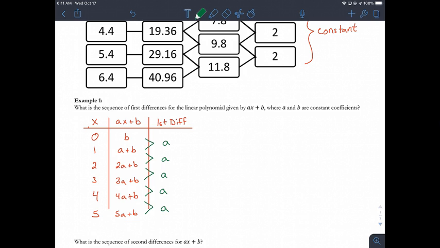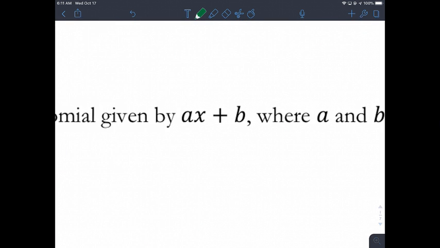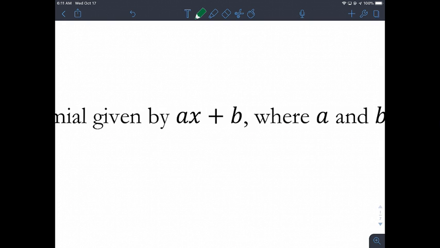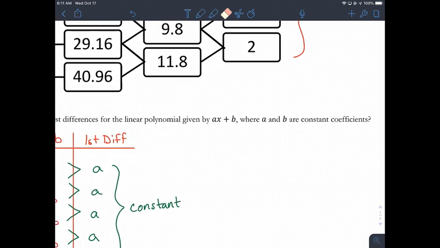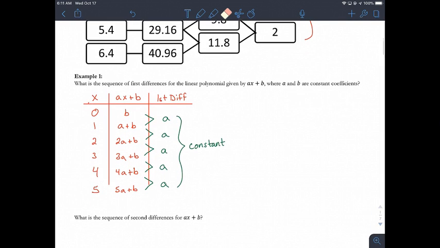So here, we notice our first difference is constant. I'm going to take us back to the beginning of our discussion whenever I talked about the ax plus b. Why were we using the ax plus b instead of something like 2x plus 4? We're using the ax plus b to describe all linear functions. If I was to use something like 2x plus 4, I would only be describing 2x plus 4 because the numbers constrain us. Here, anything that's in this table is true for all linear polynomials.